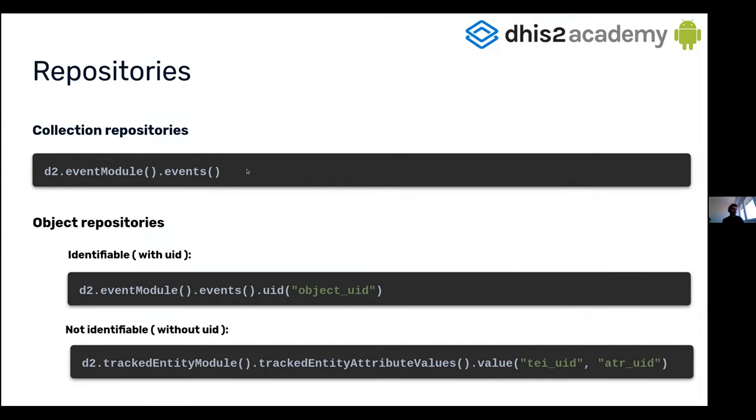The main thing that is important to notice is that in the tracker data, we have two kinds of data. We have the data that is called identifiable, which means those elements that can be identified by a UID, and the not identifiable objects, that is those objects that cannot be identified by a UID. This is very similar to what we saw yesterday with data values. Now instead of the data value module, we will have the event module, track identity module, enrollment module, all that. And within each module, we will have a repository to access the event or the track identity instances or the enrollment.